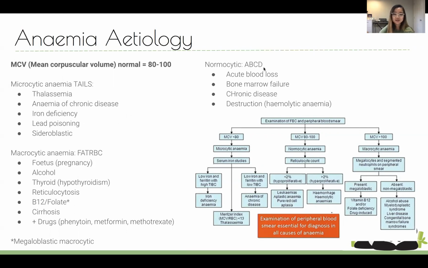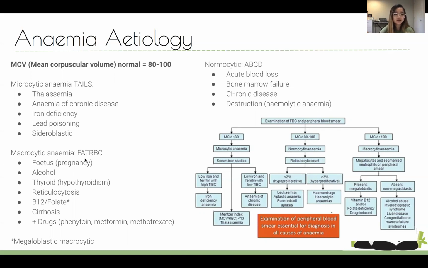And then normocytic, you can remember with ABCD. So acute blood loss, because you're just bleeding out, there's nothing wrong with your blood cells. It's going to be normocytic. Bone marrow failure, so you're just making less. Chronic disease again, and then destruction, so hemolytic anemia. And that's because, again, before they were destroyed, they were normal.